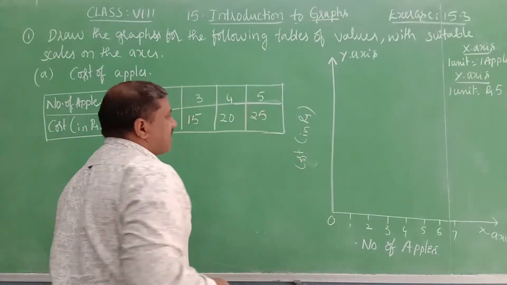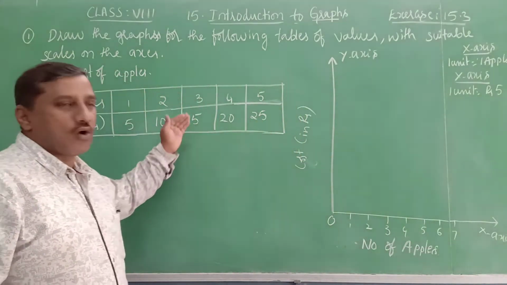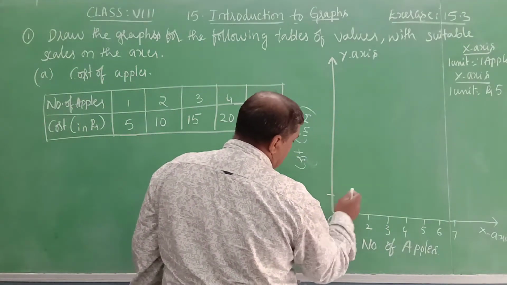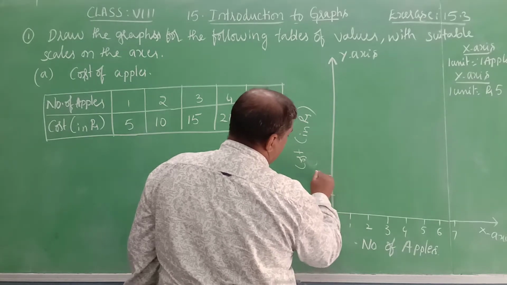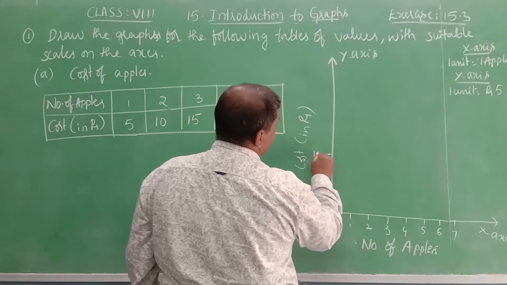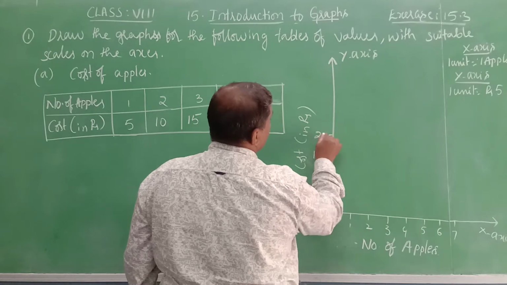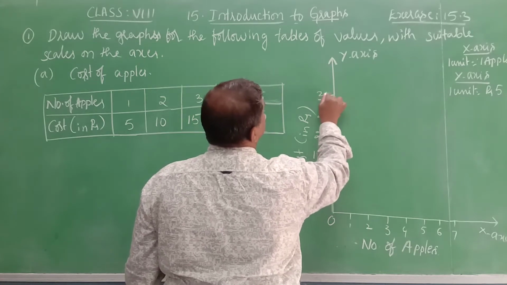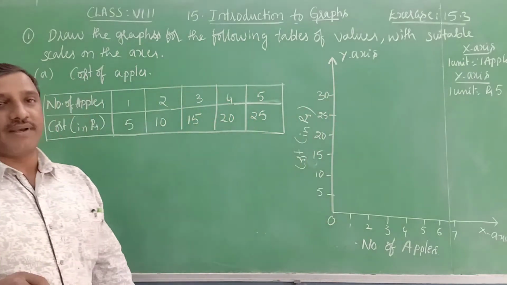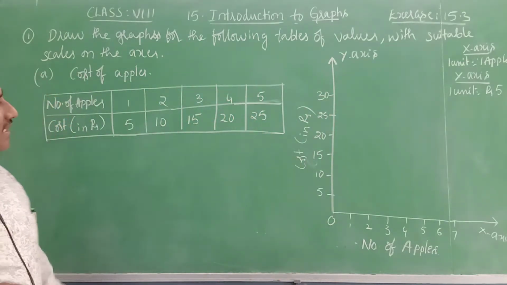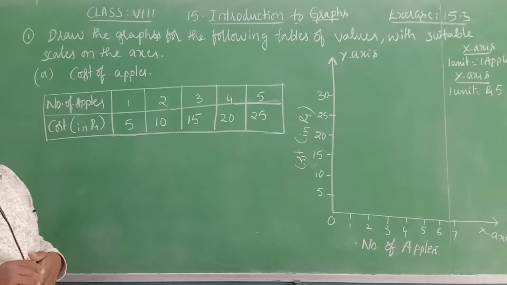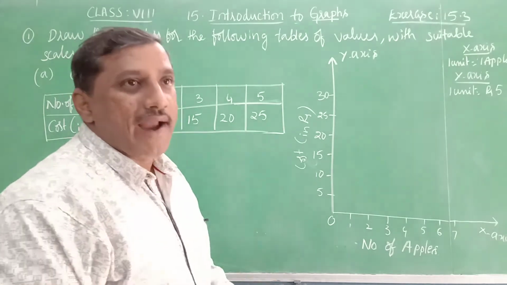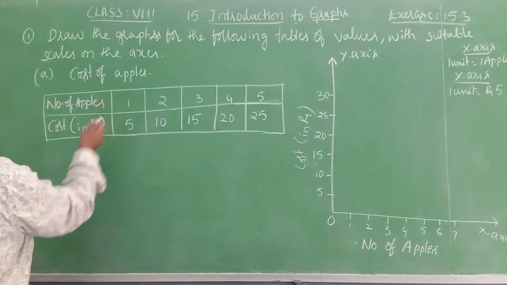On the y-axis, the cost in rupees: 5 rupees, 10 rupees, 15 rupees, 20 rupees, 25 rupees, and finally 30 rupees. Now we should represent these values on the graph sheet. To represent on the graph means we are representing the points. How will the points be represented for these values?